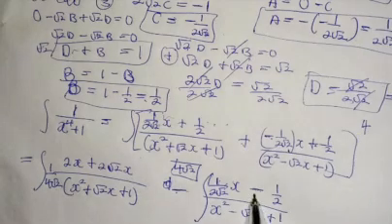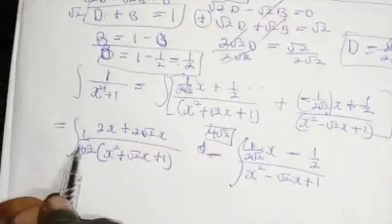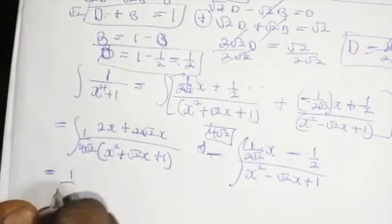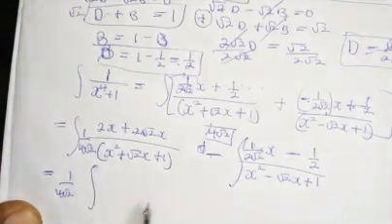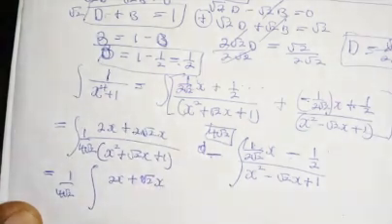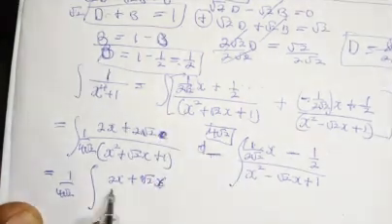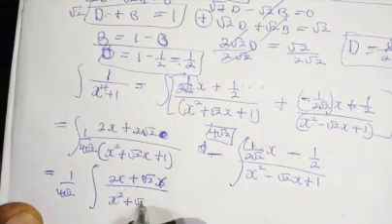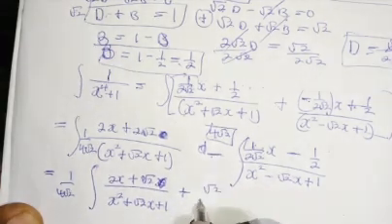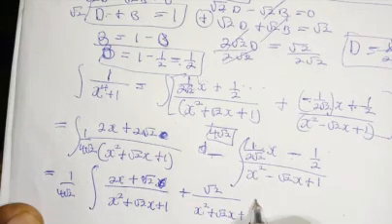So, here now also we are going to multiply the numerator and denominator by 4 root 2. But we are going to do that for now. Here now, we can rewrite this by saying 1 over 4 root 2, the integral of 2x plus root 2, sorry, I made a mistake writing this x, plus root 2 over x squared plus root 2x plus 1 plus root 2 over x squared plus root 2x plus 1.